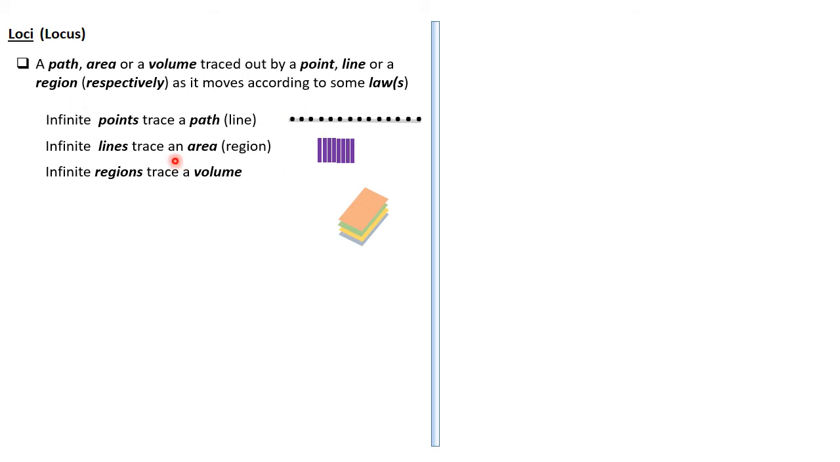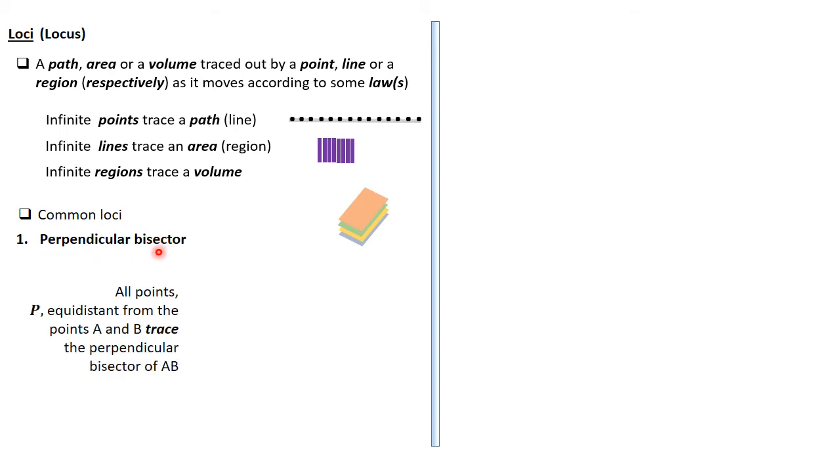As we move on, we are going to consider some common loci we encounter in mathematics. And so let's begin with common loci. The first one is a perpendicular bisector. We are already familiar with how to bisect a line and things like those. But now look at this. All points P which are equal distances, or equidistant, from points A and B trace out a perpendicular bisector of the line AB. Let me illustrate that this way.